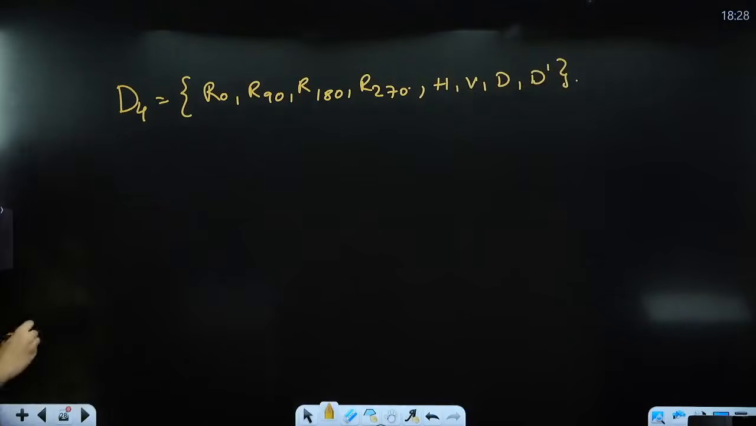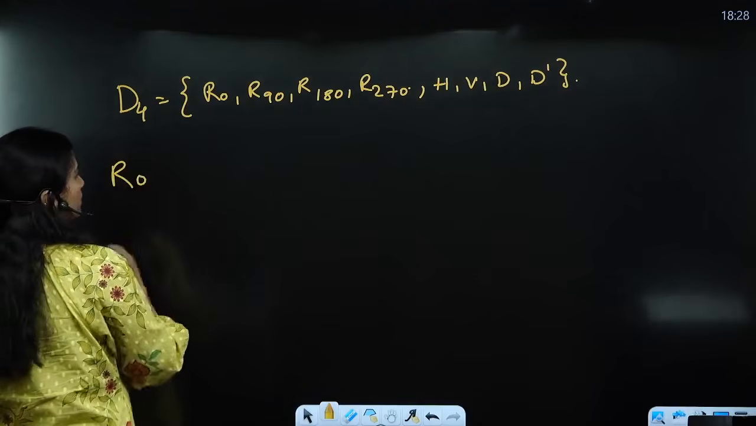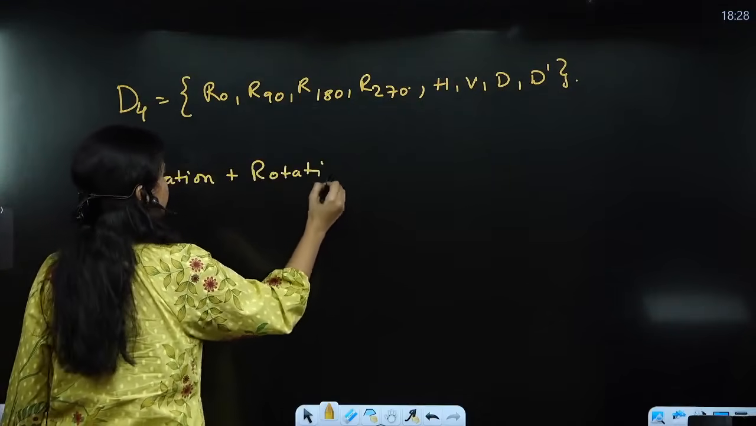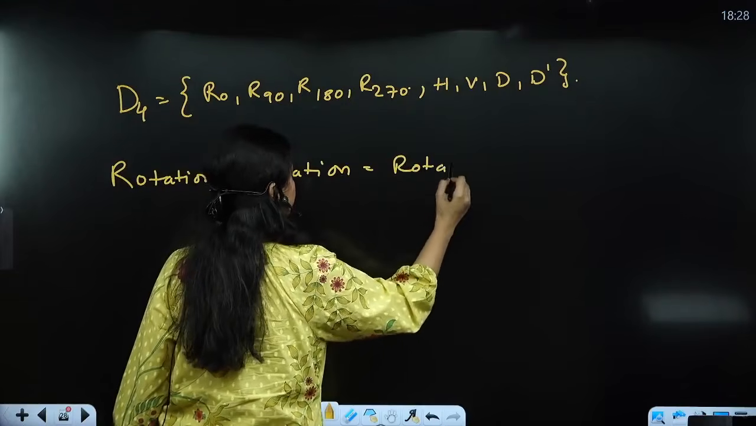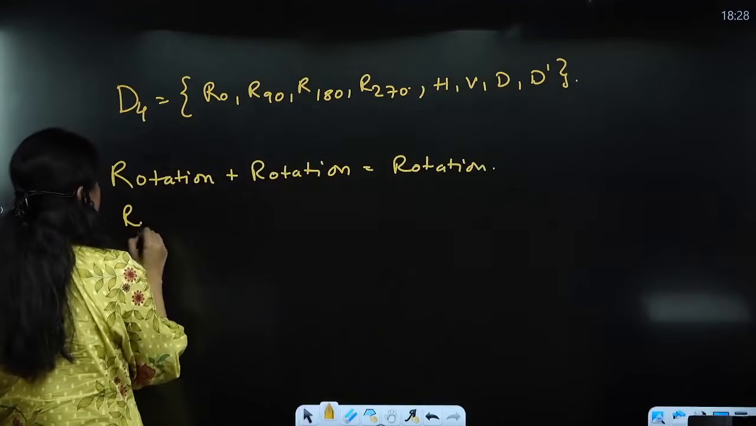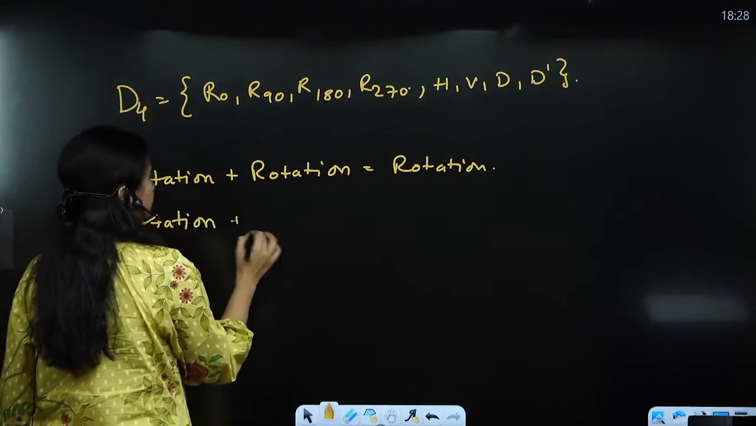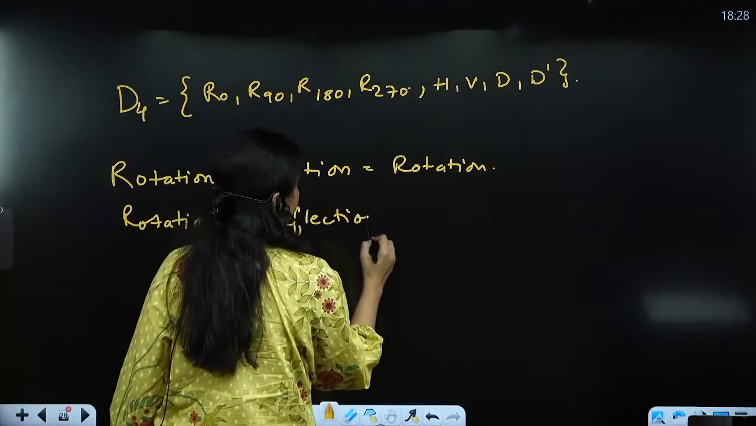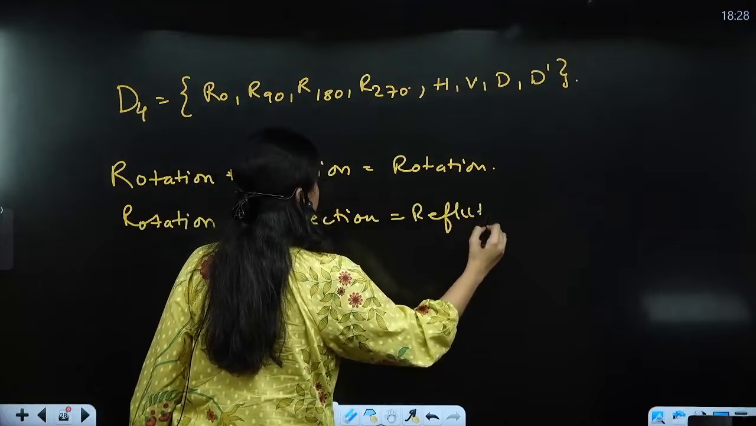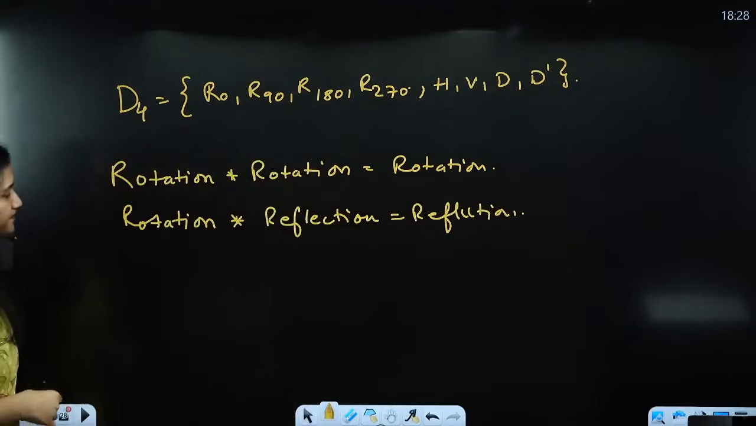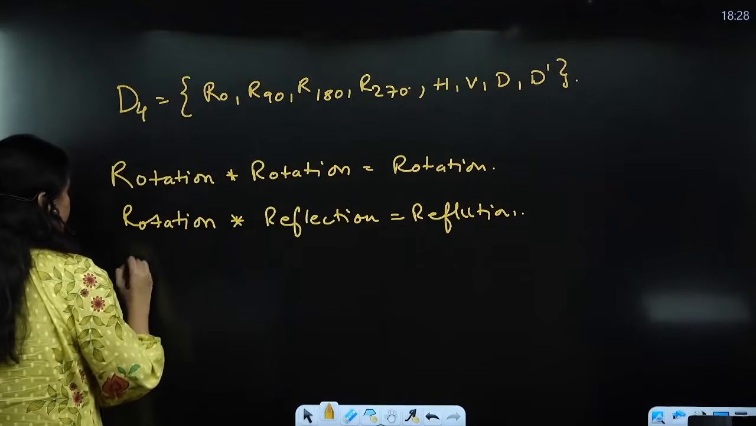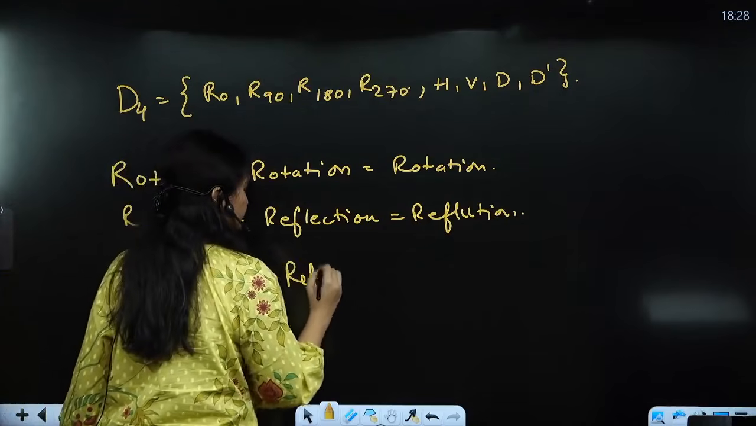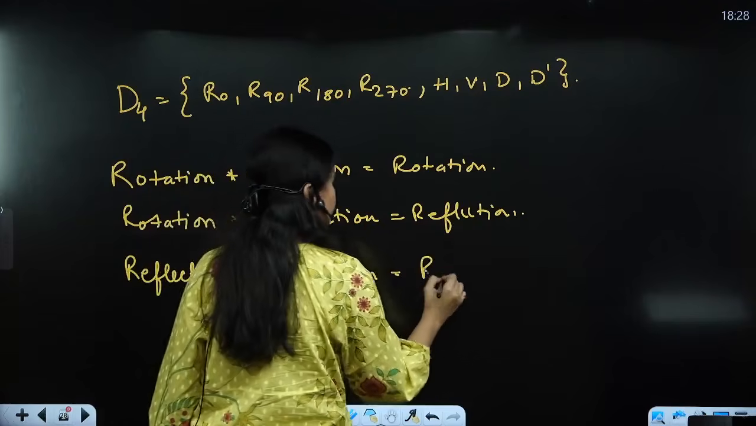Now again the same thing is going to follow. Rotation plus rotation is again rotation here, rotation plus reflection, or multiplied by reflection, is reflection. And reflection multiplied by reflection gives you rotation.